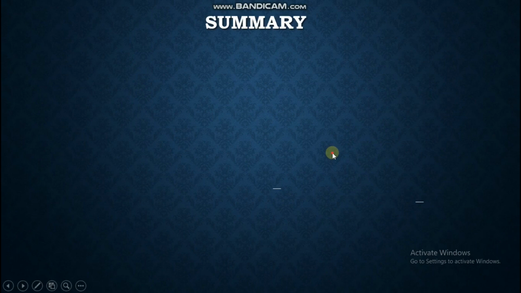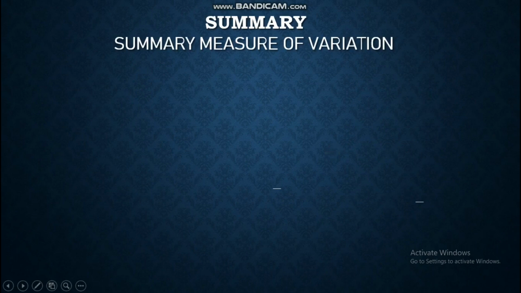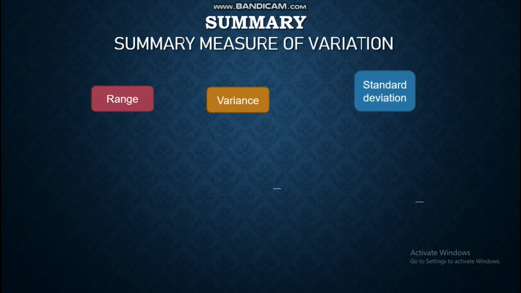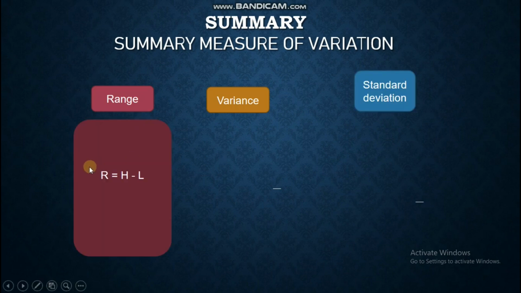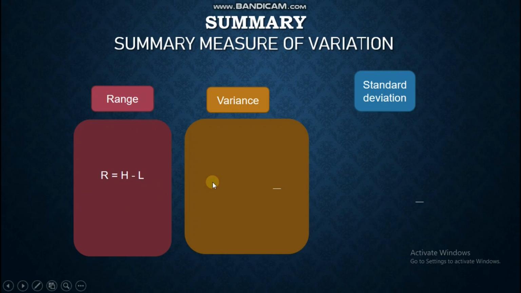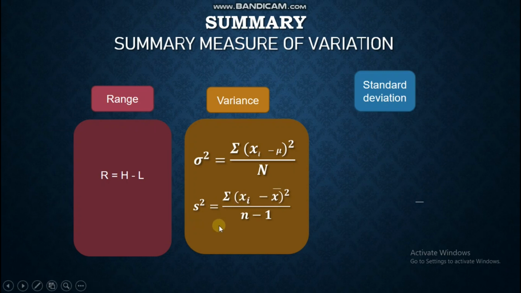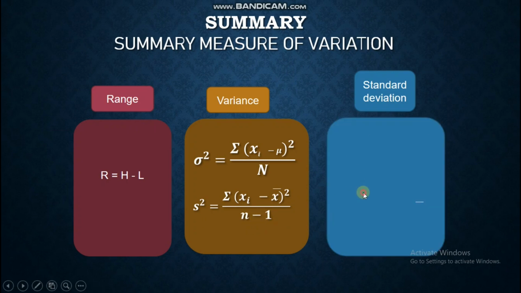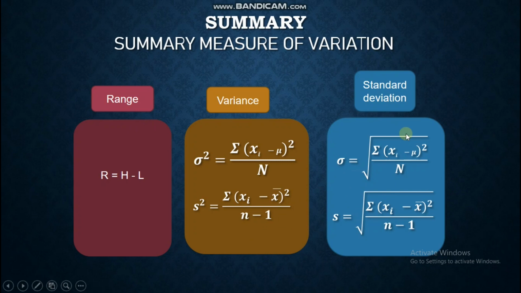Now, let's have our summary. Summary of measures of variation. We have the range, variance, and standard deviation. The range is R equals H minus L, highest minus lowest. The variance is the summation of score minus the population mean squared all over n, and for the sample, the summation of the score minus the sample mean squared all over n minus 1. Same with standard deviation, we also have two equations.